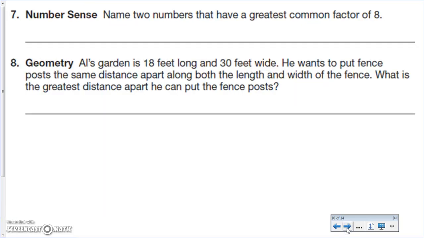Number 7, number sense. Name 2 numbers that have a greatest common factor of 8. The easiest way to do that is to make 8 one of your numbers because 8 is a factor of itself, and then we can pick any other number that 8 divides evenly into. So we're going to use 8 and 16.